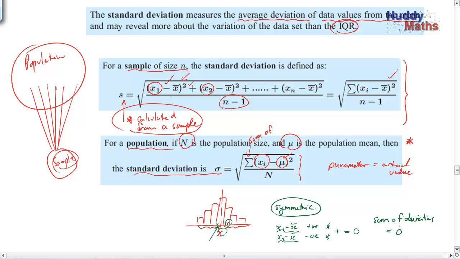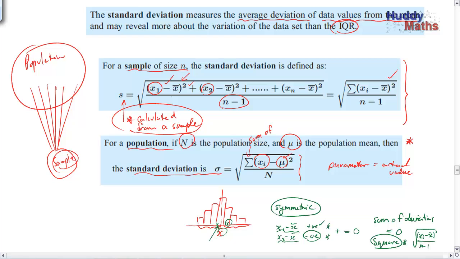So the little trick we do is to square the deviations, so that this one becomes a positive like this one, and we're going to have a realistic estimate of the deviation of the scores from the mean, albeit they'll be squares. So that's why there's a square root in the formula at the end. See this? xi take x bar squared on n take 1.